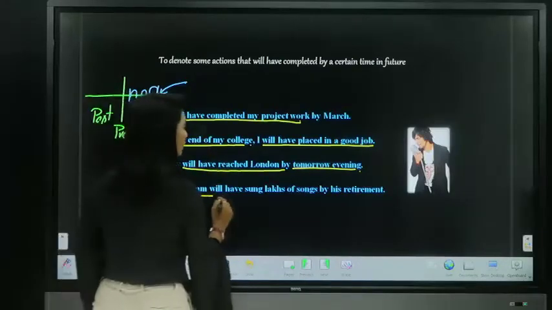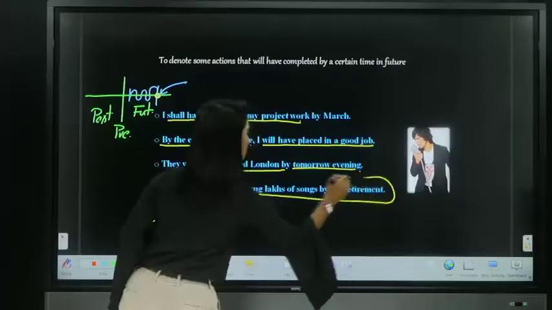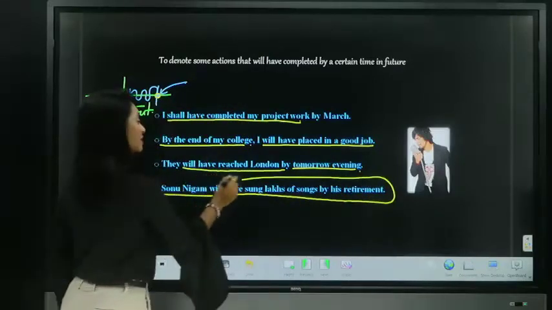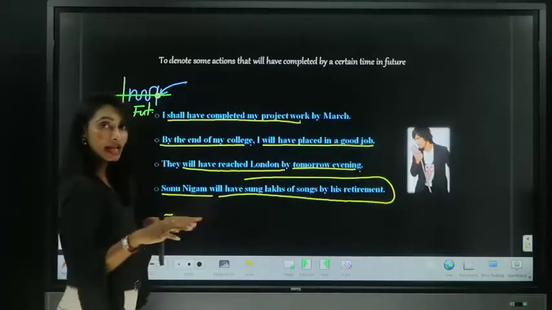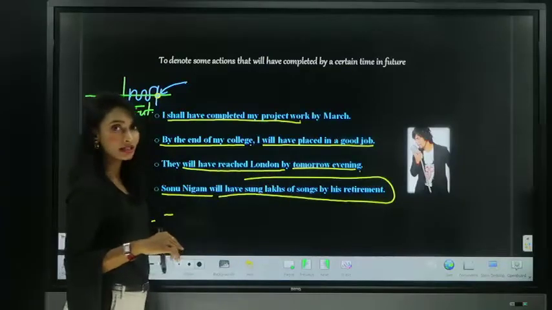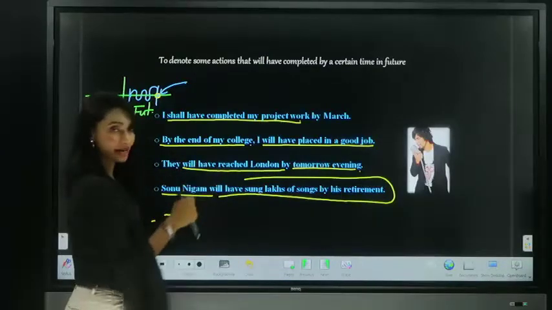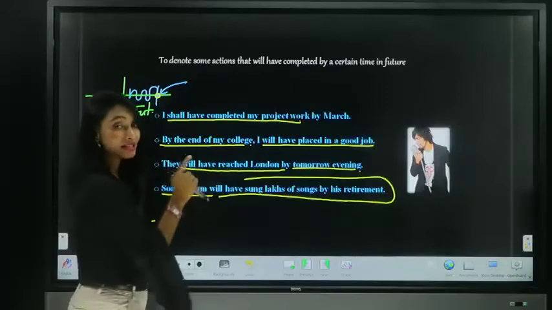Sonu Nigam will have sung lakhs of songs by his retirement. So, action will be completed at some point of time in his future, in his retirement time, by his retirement. That means in the future.